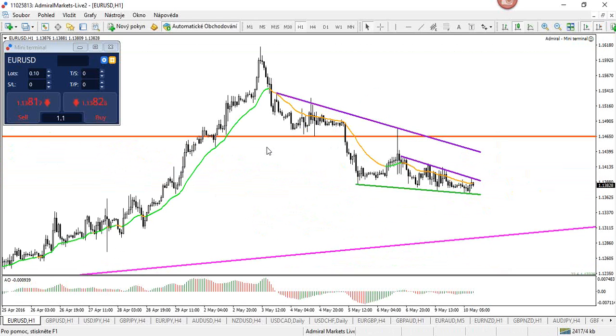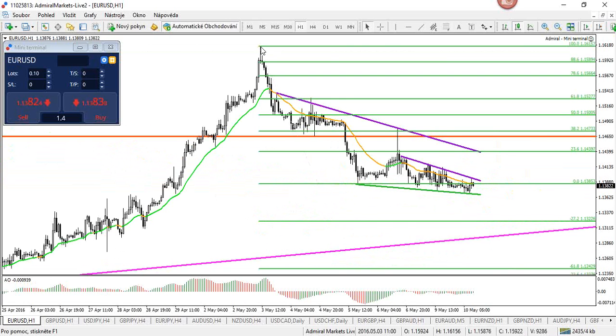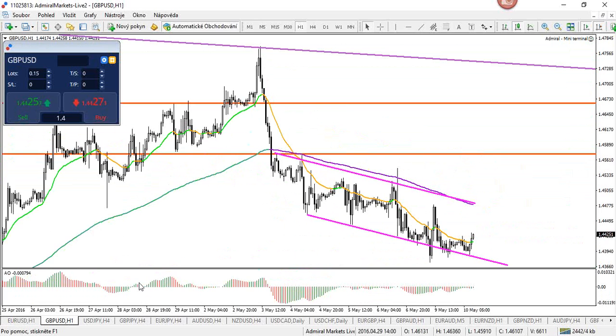You could even add a fib. Let's see. Probably doesn't give much confidence actually. But anyhow, the 23 or the 38.2 fib could still be resistance spots. So moving on, let's take a look at pound USD.